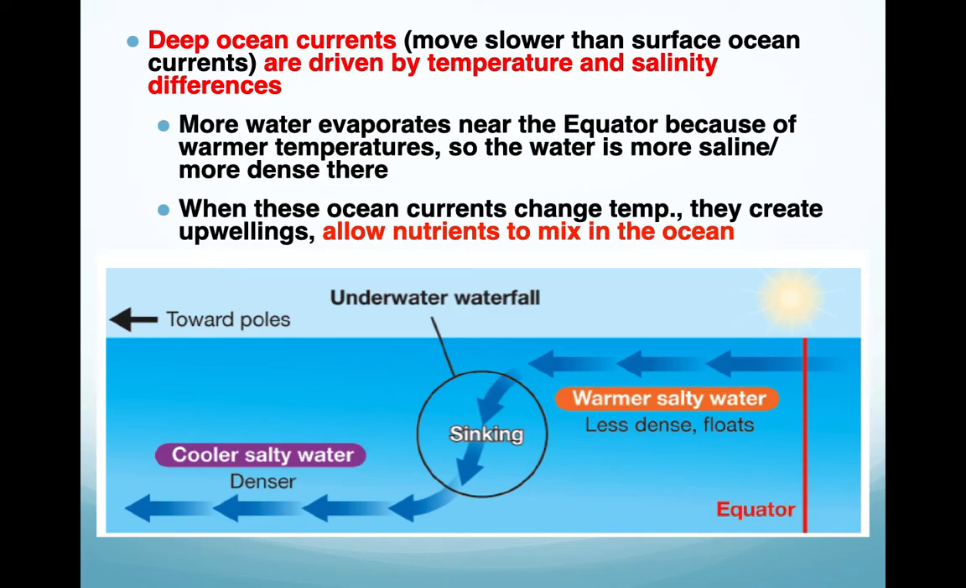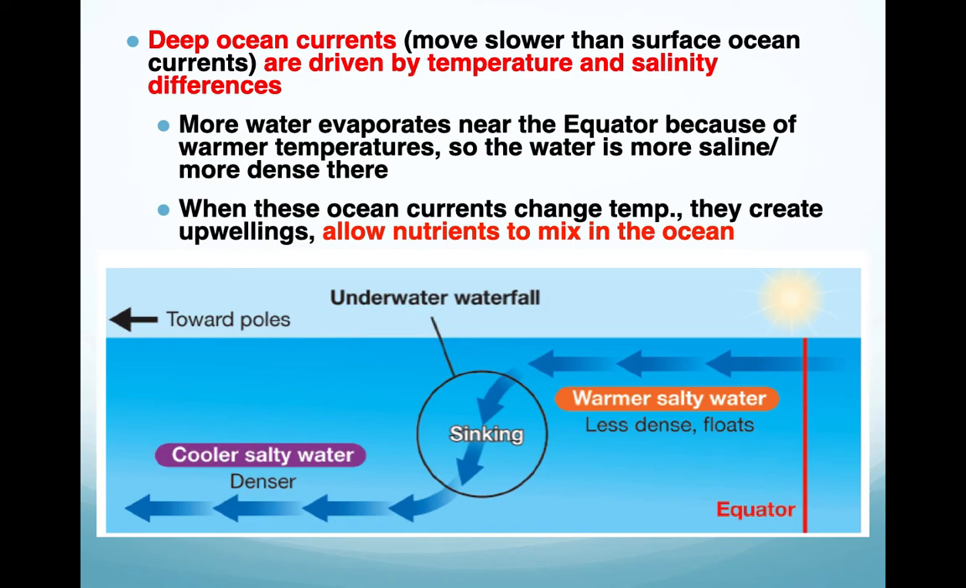This happens near the equator, because what's happening near the equator? You have all of this water that's evaporating there from these warm temperatures. So more water evaporates near the equator because of those warmer temperatures. So the water is actually more saline and more dense there at the equator. Eventually, as those currents move near the poles, they're going to change in temperature, they're going to change in density, and they're going to create what's called an upwelling, and you're going to actually see that water come back up. In this particular picture, we see what's called a waterfall, where it's sinking, and it's literally like an underwater waterfall.